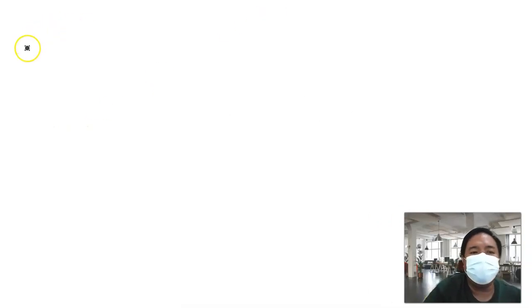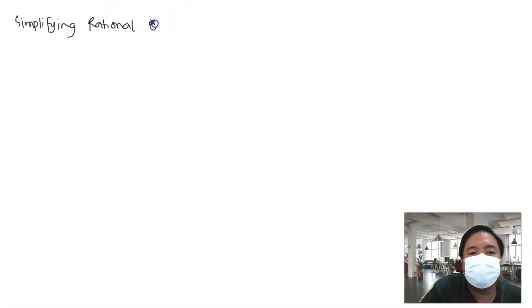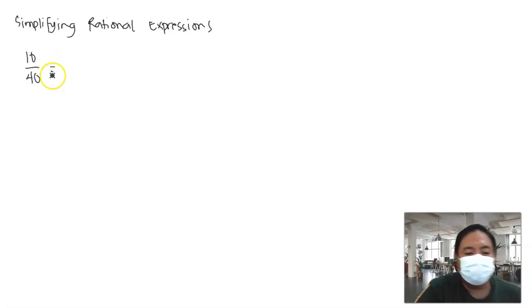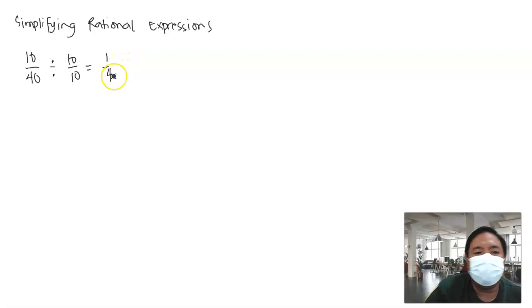But now, what if we have the simplification or simplifying rational expressions? So simplifying rational expressions is somehow the same with getting the lowest term of numbers only. So for example, I have 10 divided by 40. So these numbers are both divisible by 10. So, kailangan kung ano yung dinivide mo sa taas, idi-divide mo rin sa baba. So, that's 1 over 4. So, samahan na natin siya.